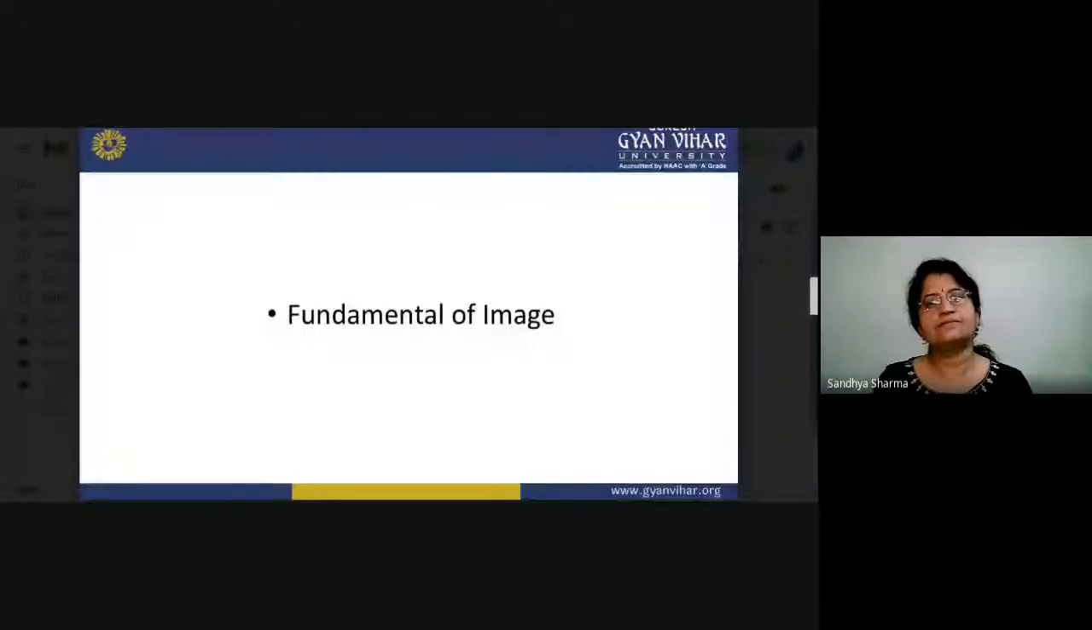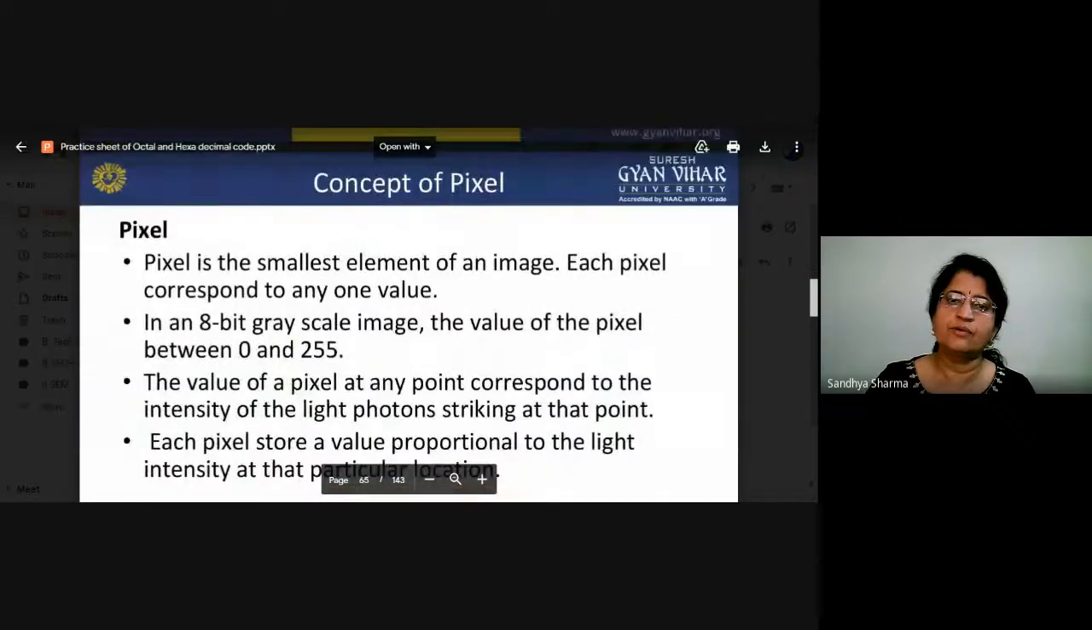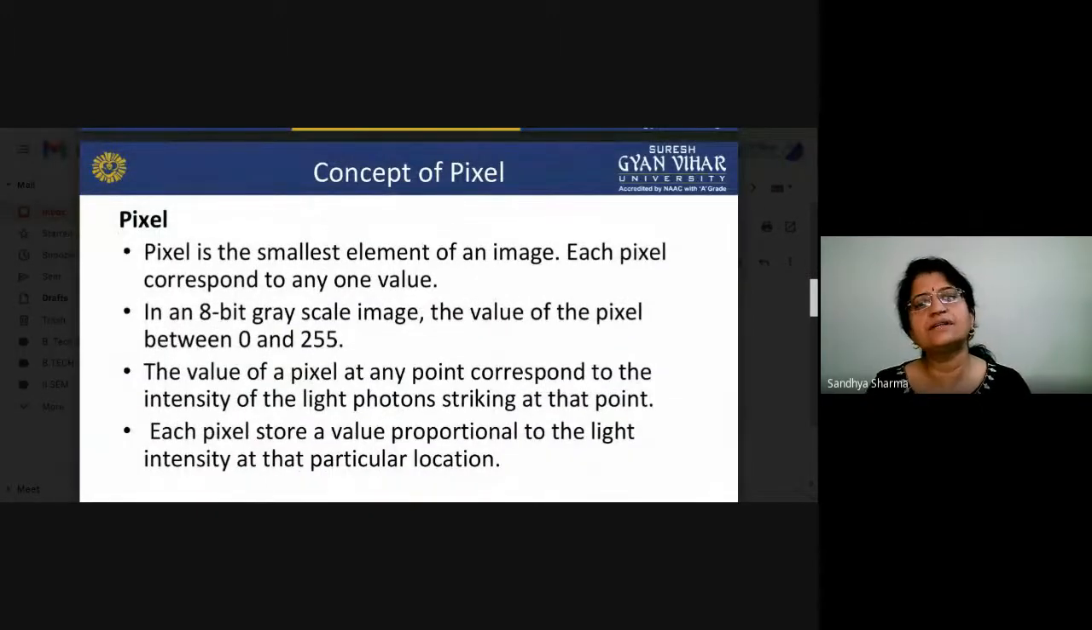Good morning, students. Today, in this lecture, we will discuss the basic fundamentals of image and how the image will be created. So, first of all, we will discuss the concept of pixels because our image is basically made of pixels. What is the pixel and what is the role of pixels in forming our image? Pixel is the smallest element of an image, and each pixel corresponds to any one value.